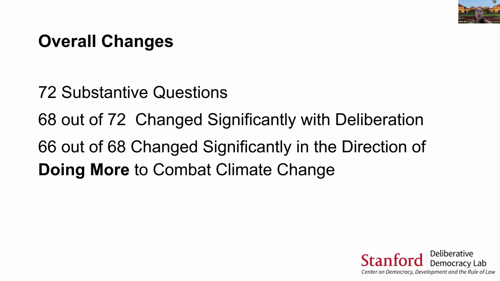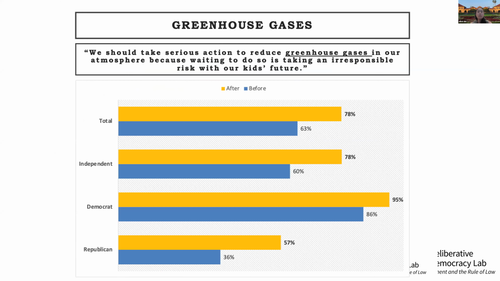In the next slide, it presents opinions about greenhouse gases and whether we should take action now, otherwise it'd be irresponsible for our kids' futures. And you can see, we broke it down by political parties, that there are vast differences by party, but you also see in particular among Republicans the increase from 36 to 57% after deliberation.